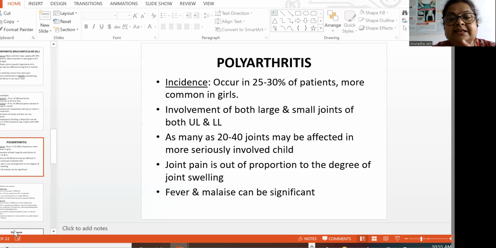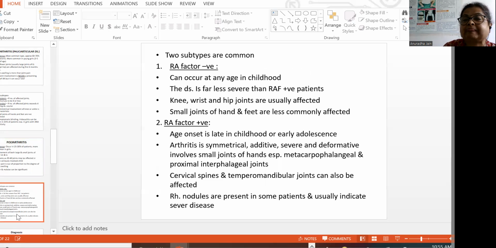Now polyarthritis. Incidence occurs in 25 to 30% of the patients. More common in girls. Involvement of both the large and small joints of both upper limb and lower limb. As many as 20 to 40 joints may be affected in a more seriously involved child. Joint pain is out of proportion to the degree of joint swelling. Fever and malaise can be significant.